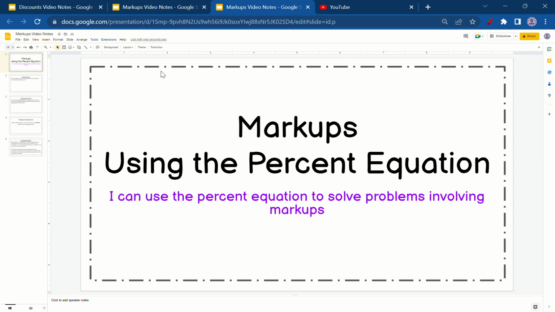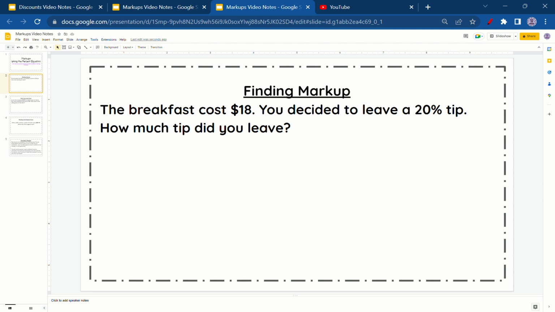Hi there, in this video we are going to use the percent equation to go over problems that involve markups. There are three types of problems that you are going to see. First, problems where you need to actually find the amount of markup. A markup is considered like tax, tip, or the word markup. So this kind of question you're actually looking for the amount of markup.